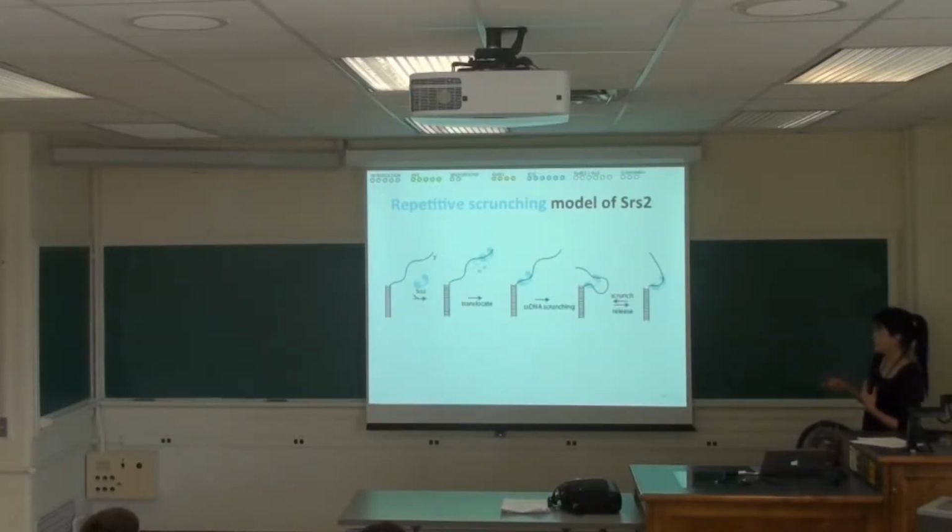So our emerging picture is that Srs2 binds DNA and translocates to the junction. By the way, this is really fast. It's beyond our time resolution to measure anything this fast. So what we are monitoring is right here: when it gets to the junction, it starts scrunching, letting go, scrunching, letting go in a repetitive manner. And this motion is dependent on ATP.